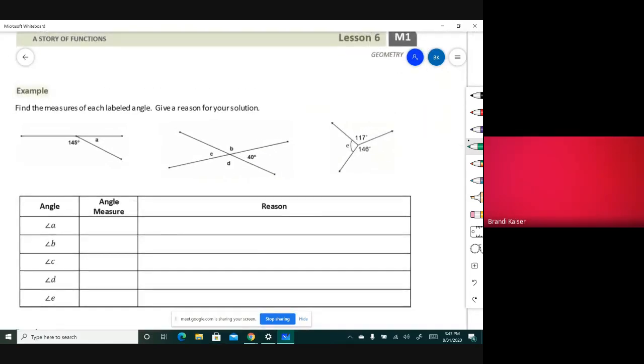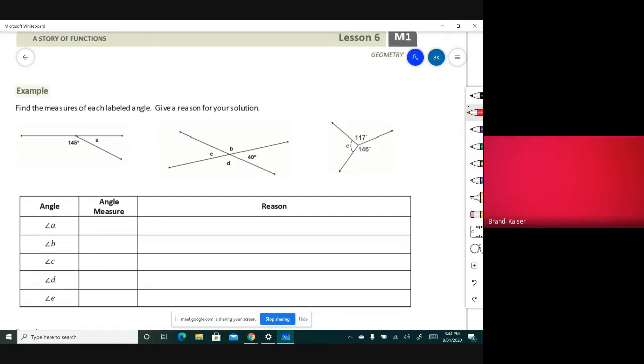So in this example set, there are 3 different pictures, and we're finding all these different angle measures. We're finding angle A, B, C, D, and E, and we want to provide the reason. Our reasons are either 1, they form a linear pair, so they add up to 180. 2, they are all around a point, and because they're around a point, they equal 360. Or 3, they're a vertical pair, and vertical pairs should always be the same. That's what we're looking for in each of these.